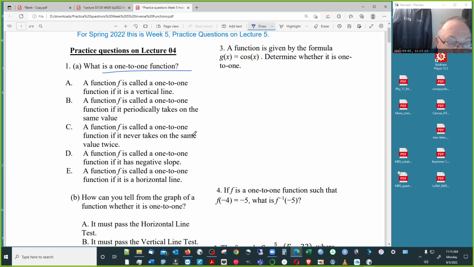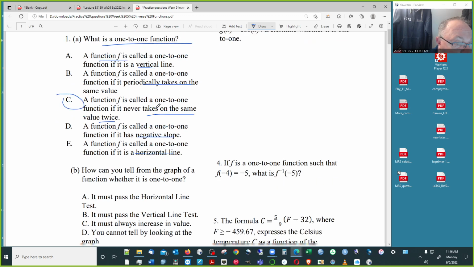So which one of these suits? That's an odd way of saying it never takes on the same value twice. A 1-to-1 function, if it has a negative slope, well, that's out. Is it 1-to-1 if it is a horizontal line? Well, that's out, because it would fail the horizontal line test. 1-to-1 function period takes on the same value. No, that's not it. Okay, so we know that a function is a function if it passes the vertical line test, so it looks like it's this one.